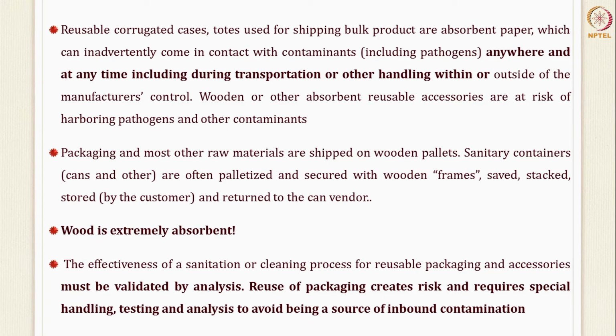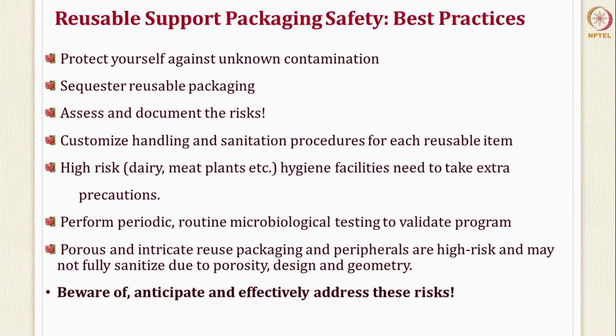Wood is one thing that has been used, especially in tertiary packaging systems, and wood is extremely absorbent. These can pose a biological risk to the product. So the key to this is sanitation. Effectiveness in sanitation and the cleaning process of these reusables. It's not a problem to reuse it, but see that it is well sanitized before you reuse it. The reuse of packaging can create a risk, but it has to be tested and analyzed before it is used. So what are the safe practices if you're using these reusable support packages?